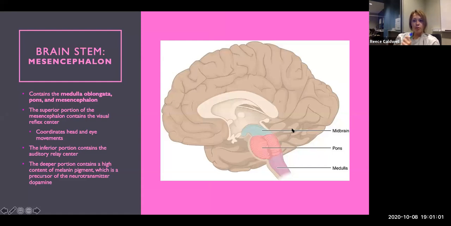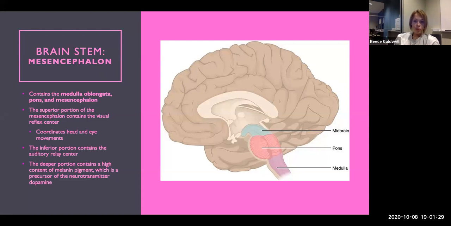So now we're going to look at the brainstem. The brainstem has three portions: the midbrain, the pons, and the medulla oblongata. Sometimes the midbrain is called the mesencephalon, but I like to call it midbrain because that's an easier word. The midbrain is the superior or top portion of the brainstem, and it contains the visual reflex center, so it'll coordinate head and eye movements.